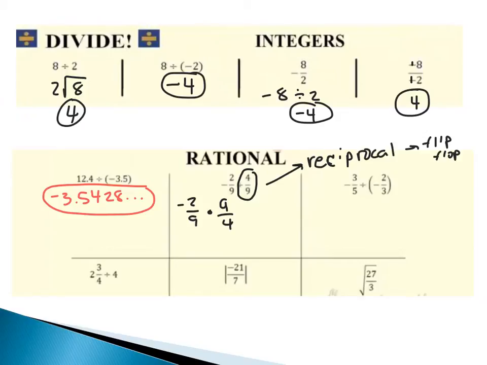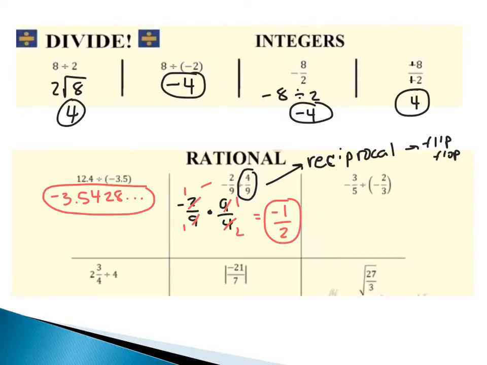Now what can I do? Well, now it just turns into a multiplication problem. I can cross simplify. 9 goes in with itself once, and I have 2 and 4. Well, 2 goes in with itself once, and it also goes in with 4 2 times. So as a result, I'm left with negative 1 times 1, which is going to equal negative 1. And then I'm left with 1 times 2, which is going to equal 2. So my result is negative 1/2. So when you divide by fractions, folks, what you are going to do is multiply by the reciprocal instead. Okay, so let's take a look at the next one.